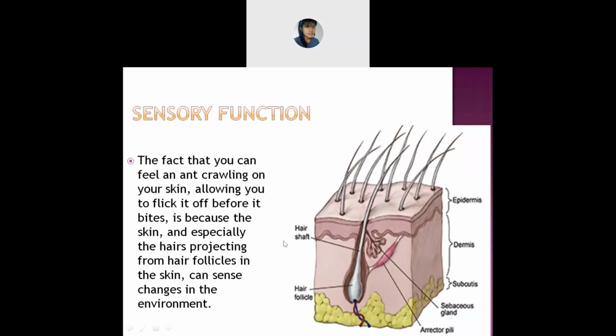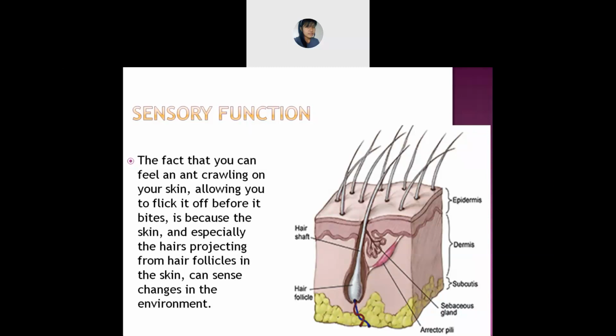Next is sensory function. In the sensory function, what will you find? You will find the hair follicle. How does the hair follicle help you? See, for example, an ant. If an ant is crawling over your skin, obviously you will feel it. Even the soft movements of the ant, you will be able to feel. That is possible because of this hair follicle.